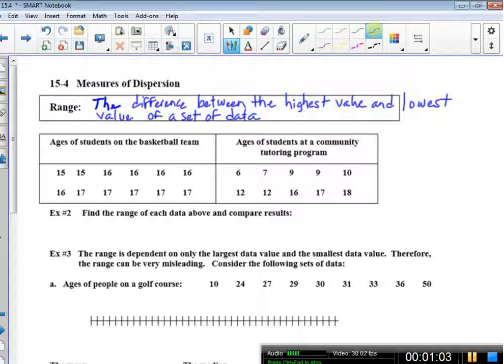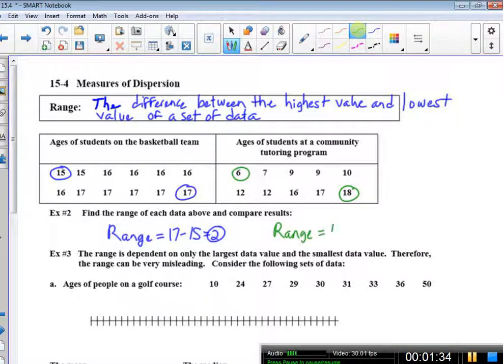Okay, so we have ages of students on the basketball team. So the youngest to the oldest, for the first one, the range is equal to 2. 17 minus 15, 2. For the second set of data, we have ages of students in a community tutoring program, 6 to 18, so the range is 18 minus 6, which is 12.